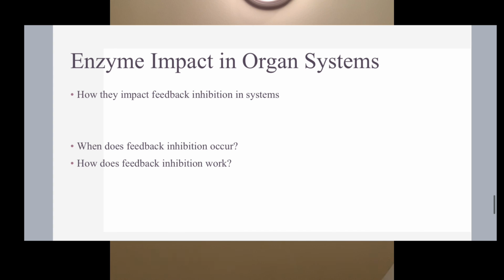Feedback inhibition is used on a regular basis in cellular respiration. So this is a great example where we can see this feedback inhibition, and cellular respiration is a unit that we became very familiar with alongside Chapter 8 and Chapter 10. So this is super important.